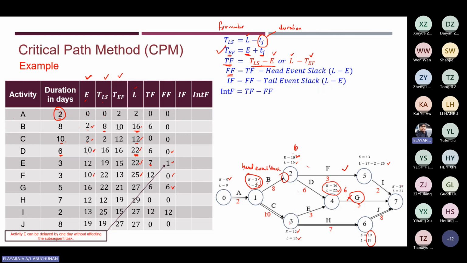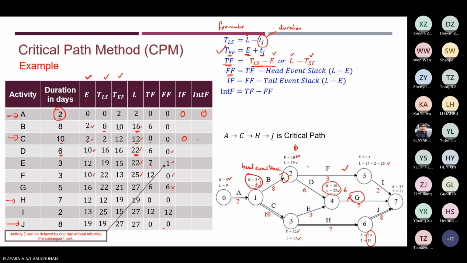And as well the J, same thing. 27 minus 27 is 0. So you already got that the total float is 0. So 27 minus 27 is 0. So 0 minus 0 is 0. Now we have obtained all these values. You observe that the slack variables for A, C, H, J are all 0. So automatically we know that the rest are all 0 as well.